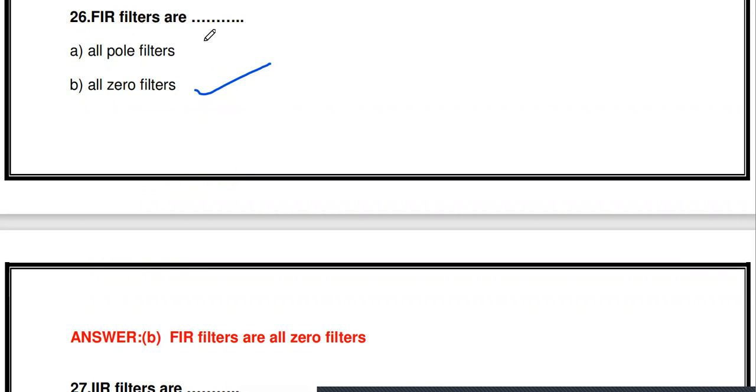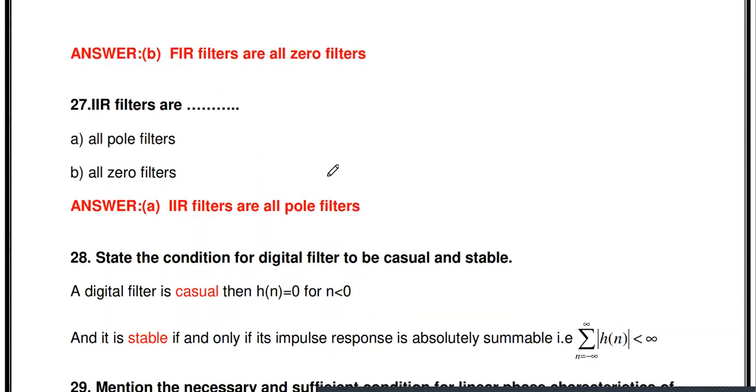Stable filter means all poles are located at the origin, or within the unit circle. So that's why the FIR filters are called all zero filters. Then IIR filters: all pole filter or all zero filter? IIR filters are all pole filters.